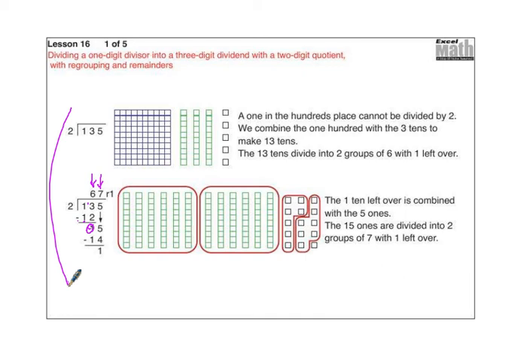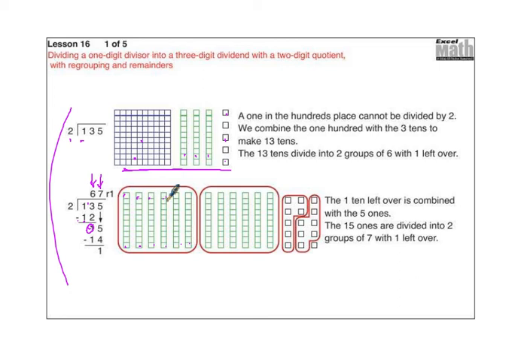It's not something that you're going to need to totally have to be able to do, but it helps if you really understand what it means to do division. This is showing you the number 135 right here. We're dividing it into two equal groups. Here's 100, here's 30, and there's 5. To divide it into two equal groups, we're going to take the 100 and break it up into two groups of 50.